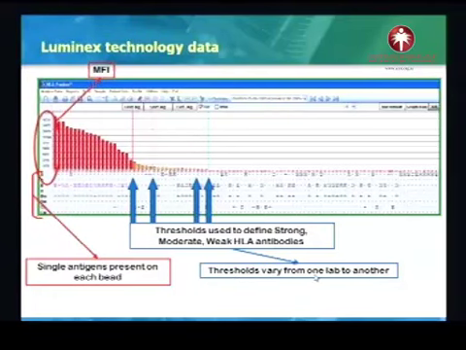And it is very important to appreciate here that the threshold varies from one lab to another lab. What may be defined in one lab as moderate may in another lab be weak, or the opposite, it may be high. It depends on how the lab calculated their own cutoff. Each lab should have its own cutoff for calling moderate or weak or very strong.